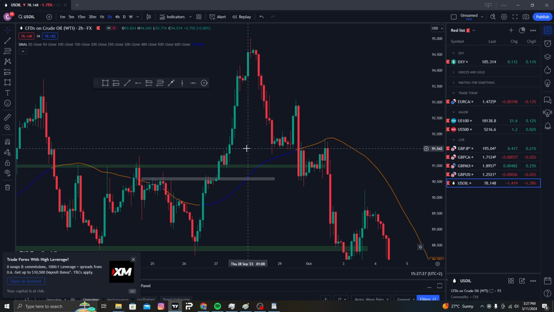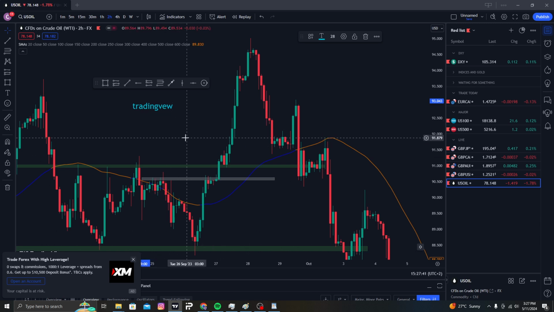Download TradingView. Let me just write it down. TradingView. I'm going to put it on screen right now. Give me a minute. This is the software that we are using to explain support and resistance. It's free. You just register with your Gmail and they give you an account.